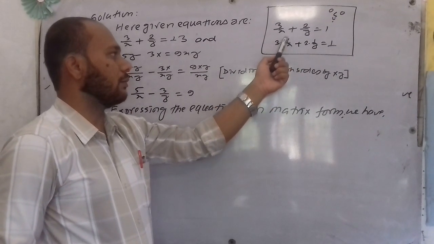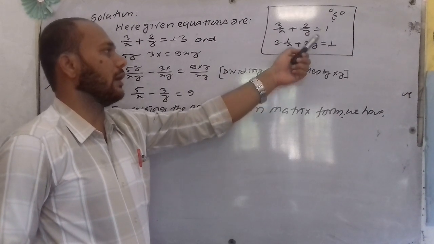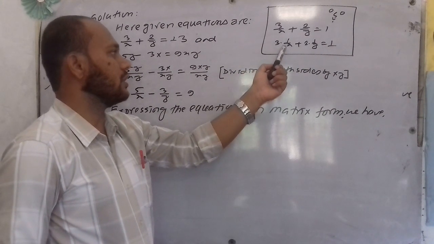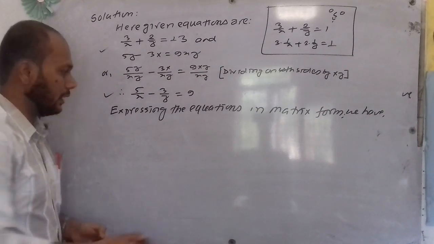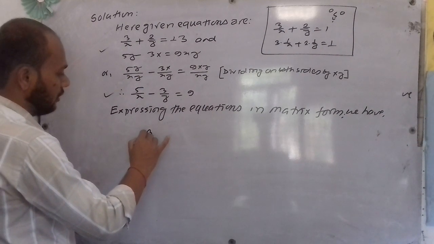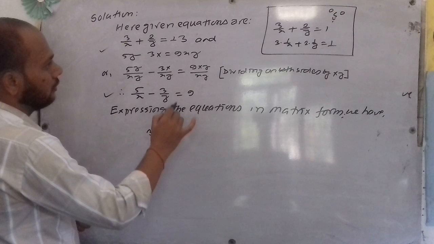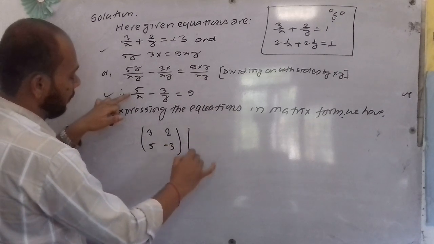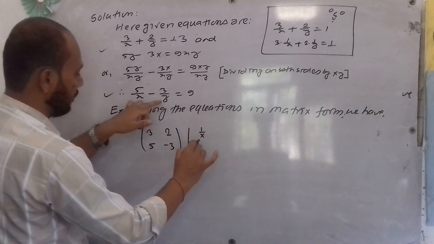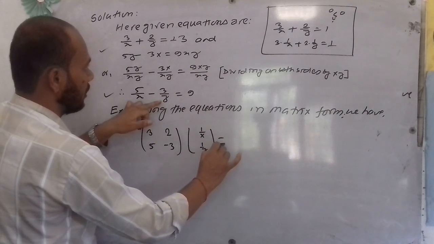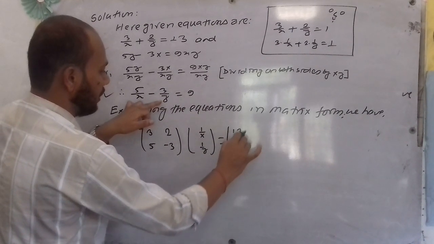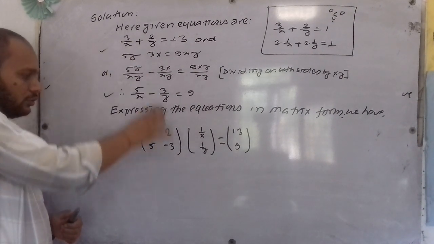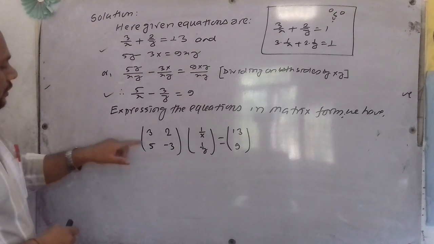In the place of x we have here 1/x, in the place of y we have here 1/y, and their coefficients are 3 and 2. So my dear students, you should write the coefficients 3 and 2 of 1/x and 1/y. I am going to write, look here, 3, 2, and from here 5, -3, and in the place of x we have 1/x in both and 1/y, equal to 13, 9. First you express both equations in the same form and then you write them in this matrix form.